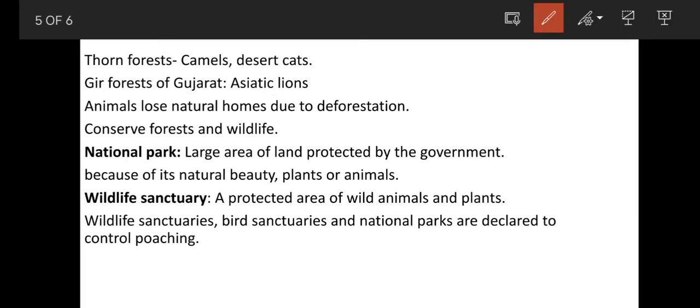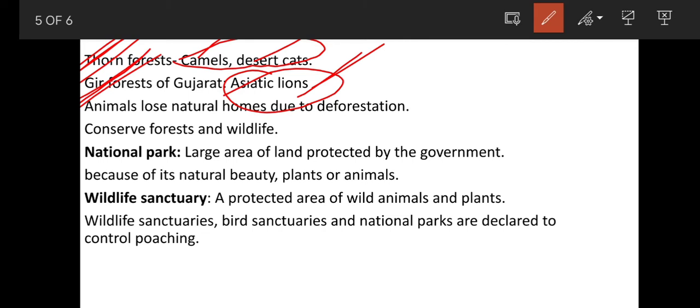Next, which are some of the animals found in thorn forest? Some of the animals found in thorn forest, that is, in desert areas, are camels and desert cats. These are some of the animals found in deserts, that is, in thorn forest. And there is an animal known as Asiatic lions. Where are Asiatic lions found? In Gir forest of Gujarat.